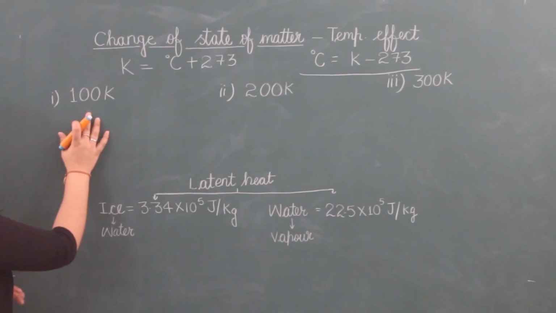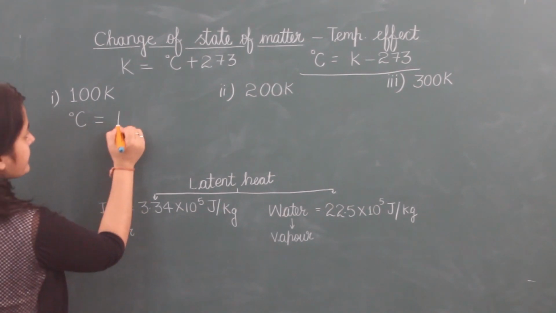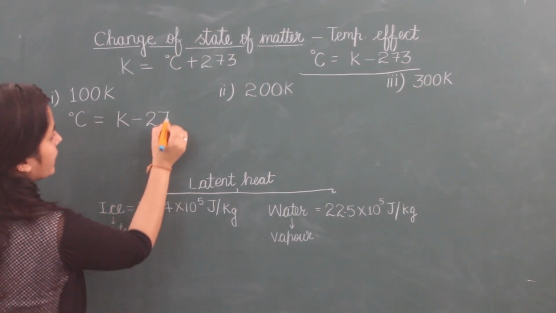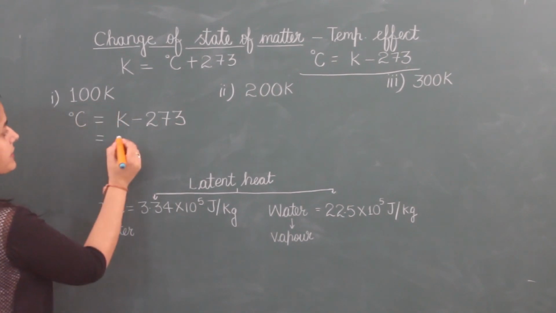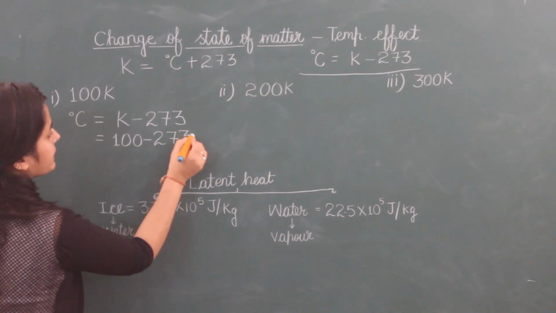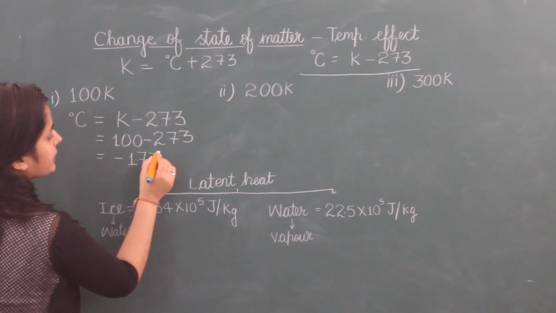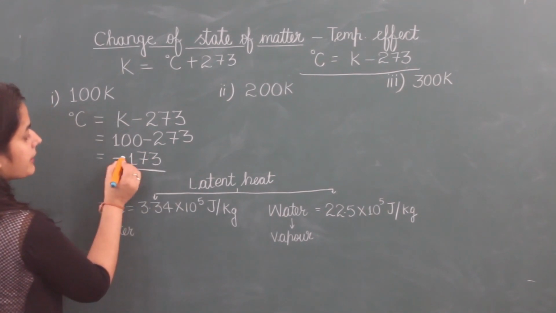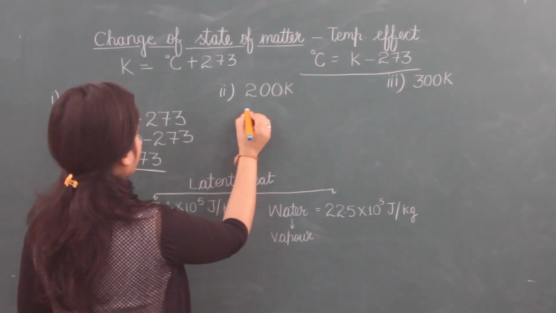So your first question was 100 Kelvin. How to do it? To convert it into degrees Celsius, we will use this formula. In place of Kelvin, we will write its value, 100 minus 273, and it will become minus 173. The minus sign is important. Now next is 200 Kelvin.